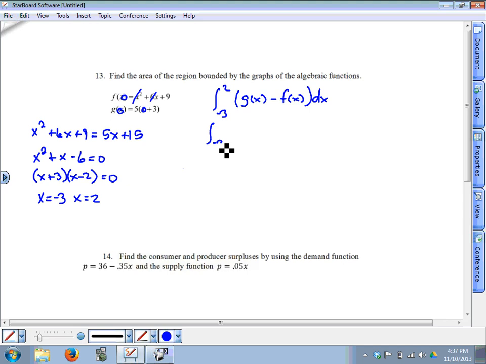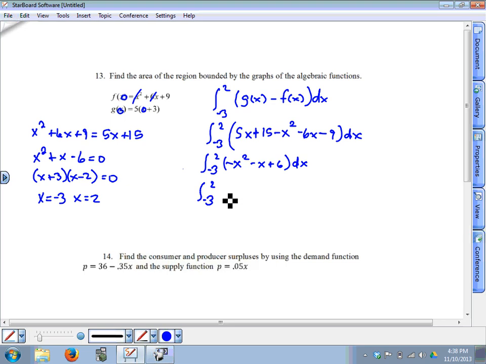So that's going to change the integral from negative 3 to 2 of 5x plus 15 minus x squared minus 6x minus 9 dx. Remember, we're subtracting the entire f function, so change the sign of every term. This turns into the integral of negative 3 to 2 of negative x squared minus x. See, that's a plus 15. Sorry, it's 5x plus 15. 15 minus 9 is 6. This turns into the integral from negative 3 to 2 of negative x squared minus x plus 6.